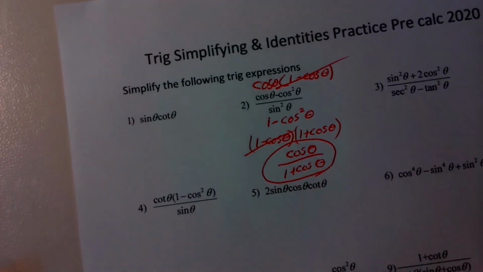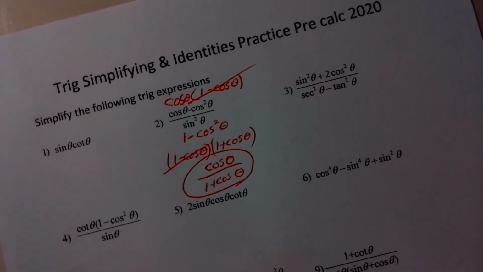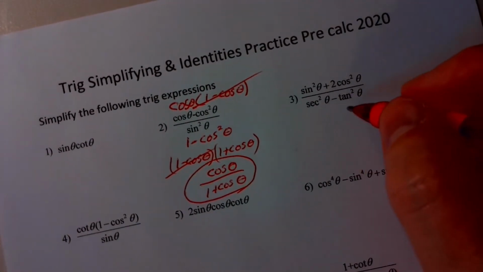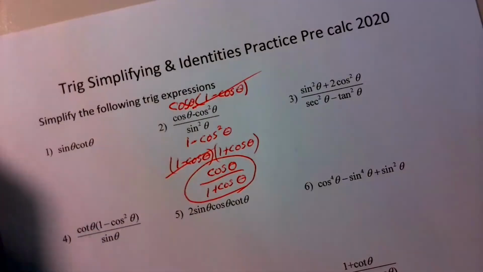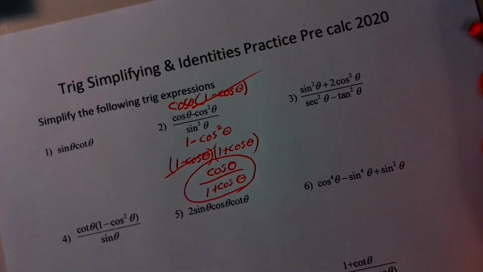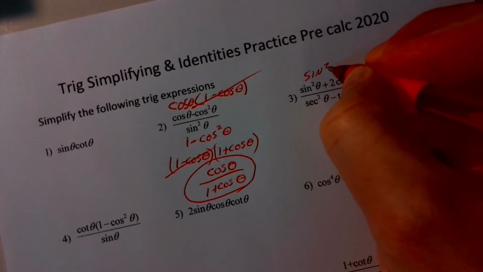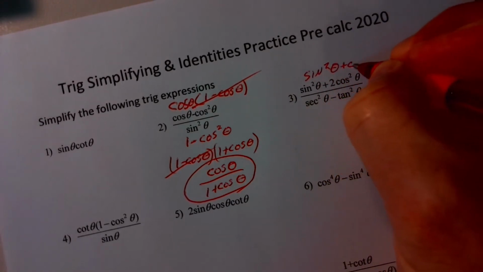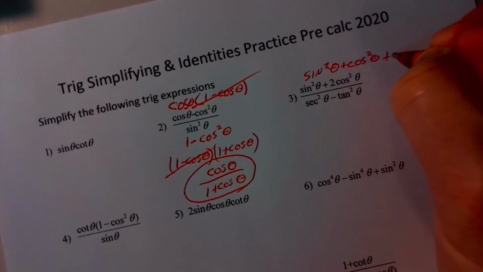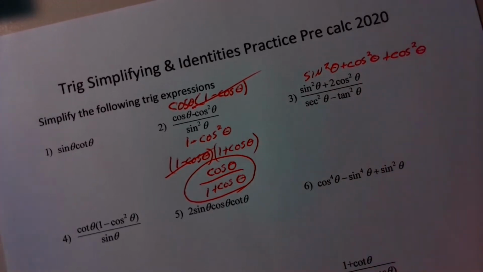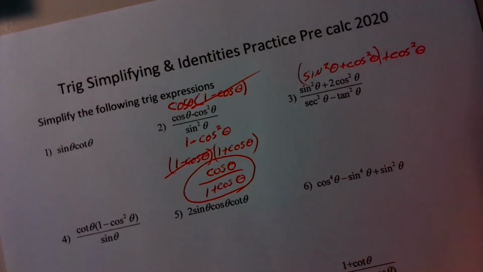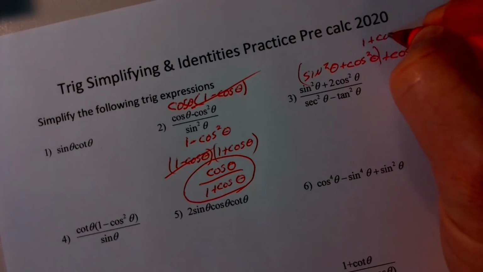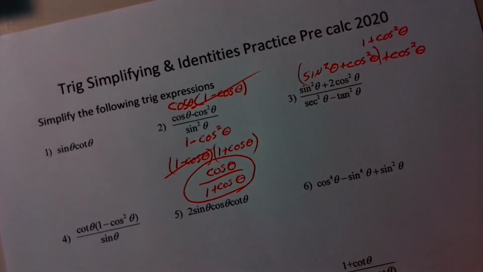Okay, so let's go to this one right here: sine squared theta plus 2 cosine squared theta over secant squared theta minus tangent squared theta. My sheet has a few different things on this. I know that sine squared plus cosine squared equals 1. So let's make this sine squared theta plus cosine squared theta plus cosine squared theta, because that's technically what that is. Well, then if I group it right here, that just becomes 1. So I have 1 plus cosine squared theta in the upstairs.